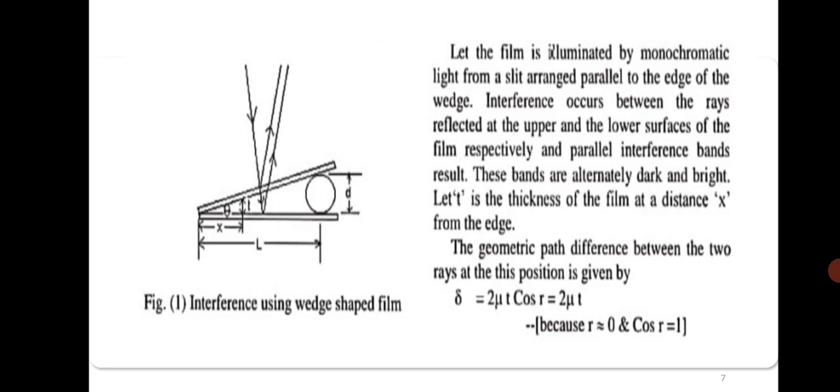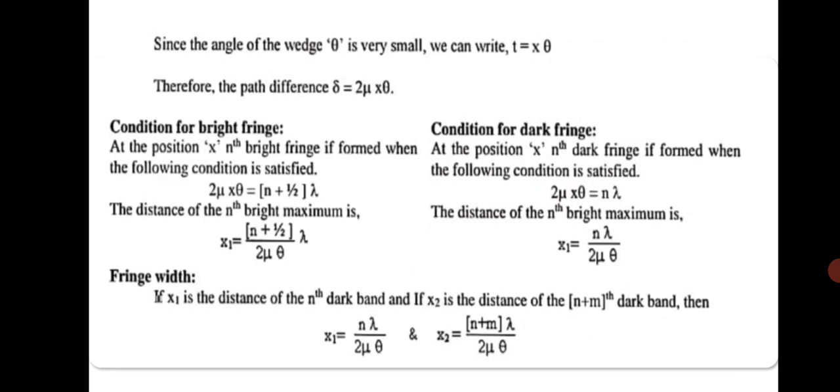Let t be the thickness of the film at a distance x from the edge. The geometric path difference between the two rays at this point is given by delta equal to 2 mu t cos r, which is equal to 2 mu t, because r is approximately 0 and cos r is equal to 1. Since the angle of the wedge theta is very small, we can write t equal to x into theta. Therefore, the path difference delta is equal to 2 mu x theta.